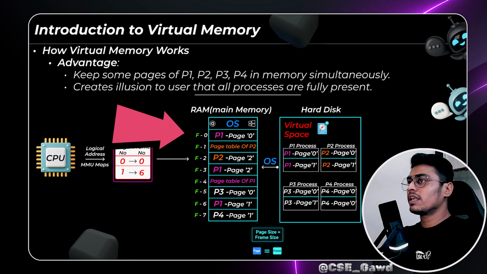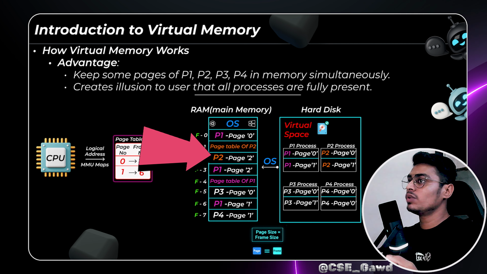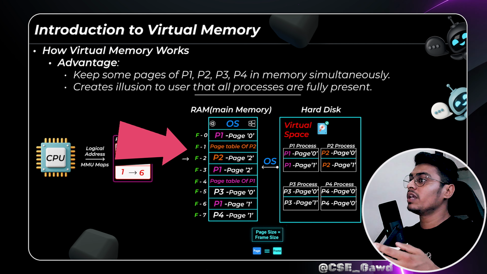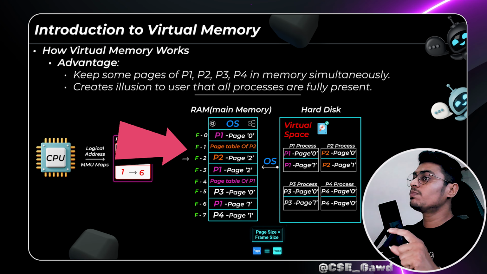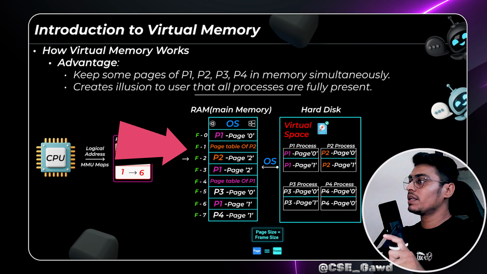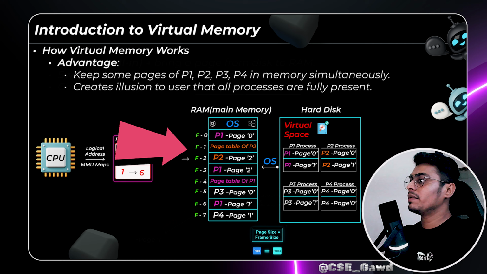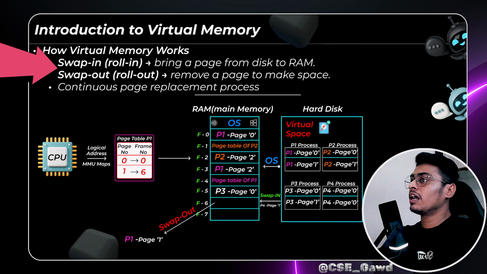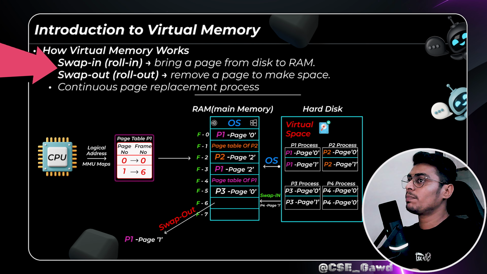So when a user runs their computer, they think that whenever they call process 1, it's there, process 2, it's there. Many processes appear to be available in main memory, but these processes are not complete. Only some pages of each process are kept in main memory. We achieve this dynamic loading and unloading by using swap in or swap out operations. We also call it roll in or roll out.